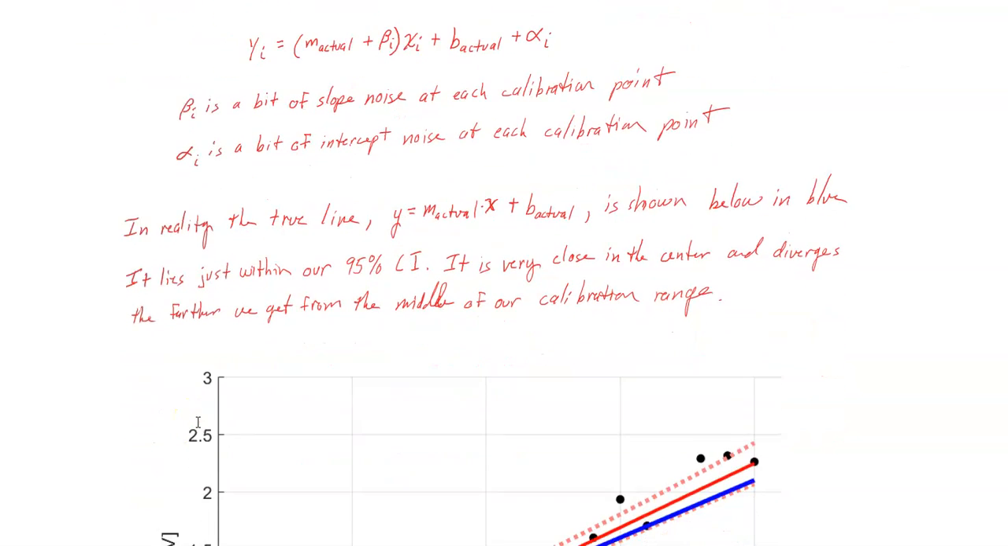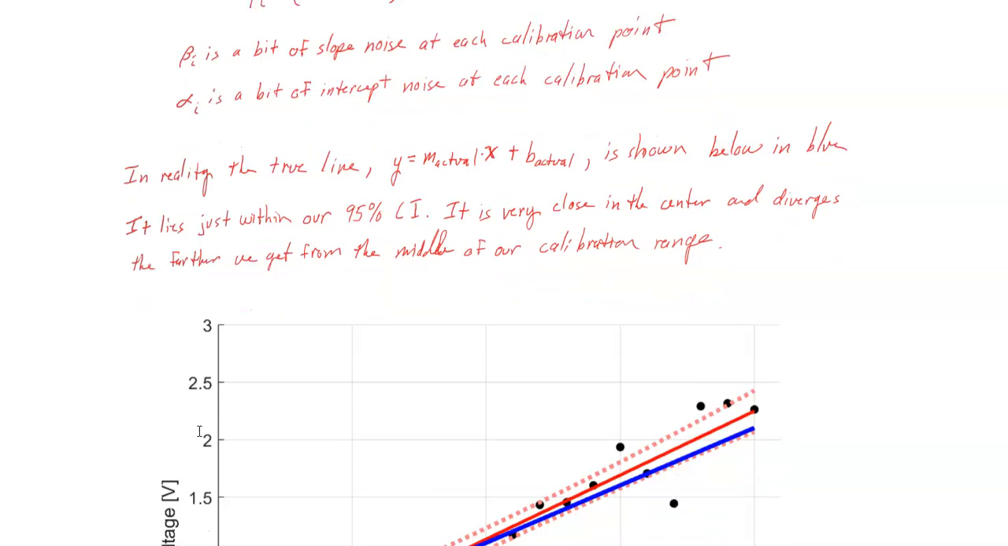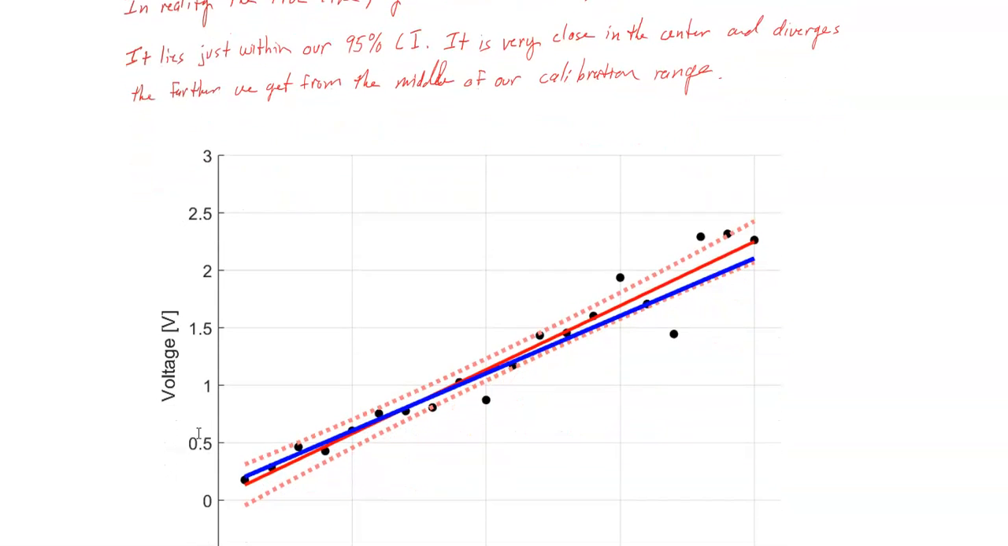So what was that true line that I put in this case? So the true line that I actually put in is shown below in blue. And it lies just within our 95% confidence interval. And we see that it's very close to the red line near the center of our calibration region and gets a little farther and farther away as we move out. Why? Because we didn't match the slope exactly. And so that slope, the farther and farther we get from the mean, the mismatch is going to be farther and farther away.